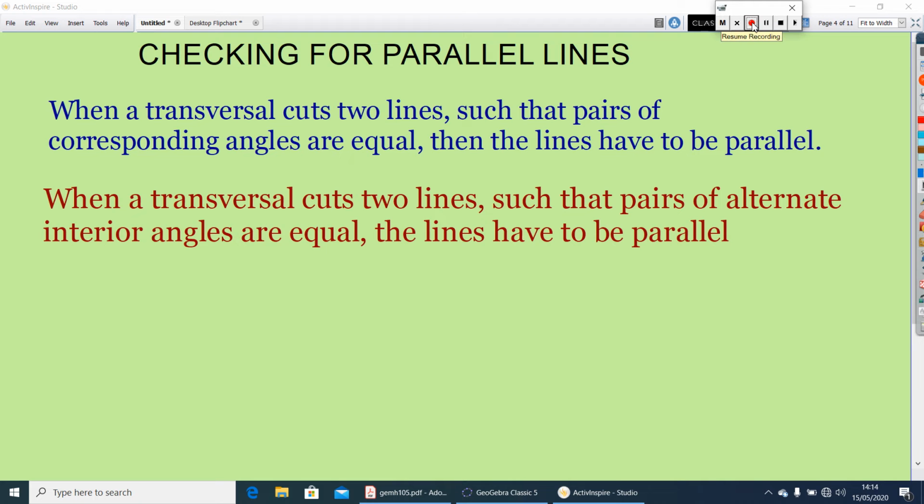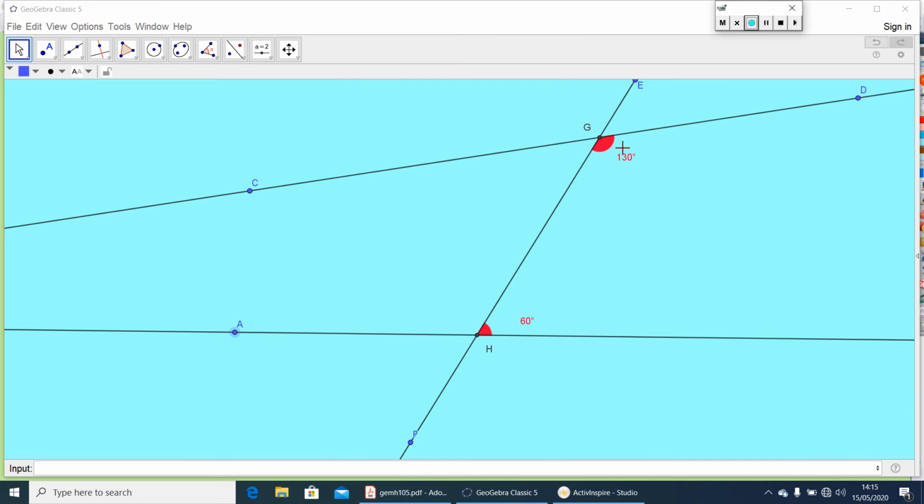Now let us take the third one. Here a pair of angles is given: interior angles on the same side of the transversal. One angle is 130 degree, the other is 60. Now add them. What will you get? 130 plus 60 is 190. So you can say these two lines are not parallel. Now let me change one of the portions of one of the lines.